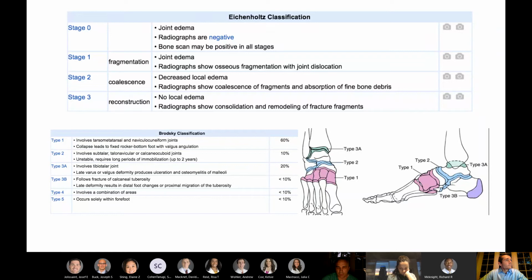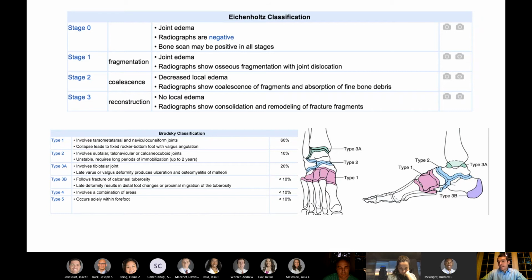I would love to hear your thoughts on the Brodsky classification, if you ever used it, those types of things, Sam, since you were with him. Yeah, so there are a couple of different classification schemes. Eichenholz is a clinical staging based on acuity, right? Are they swollen and red still, or has their swelling gone away, and have they consolidated? The Brodsky classification is my fellowship mentor's.